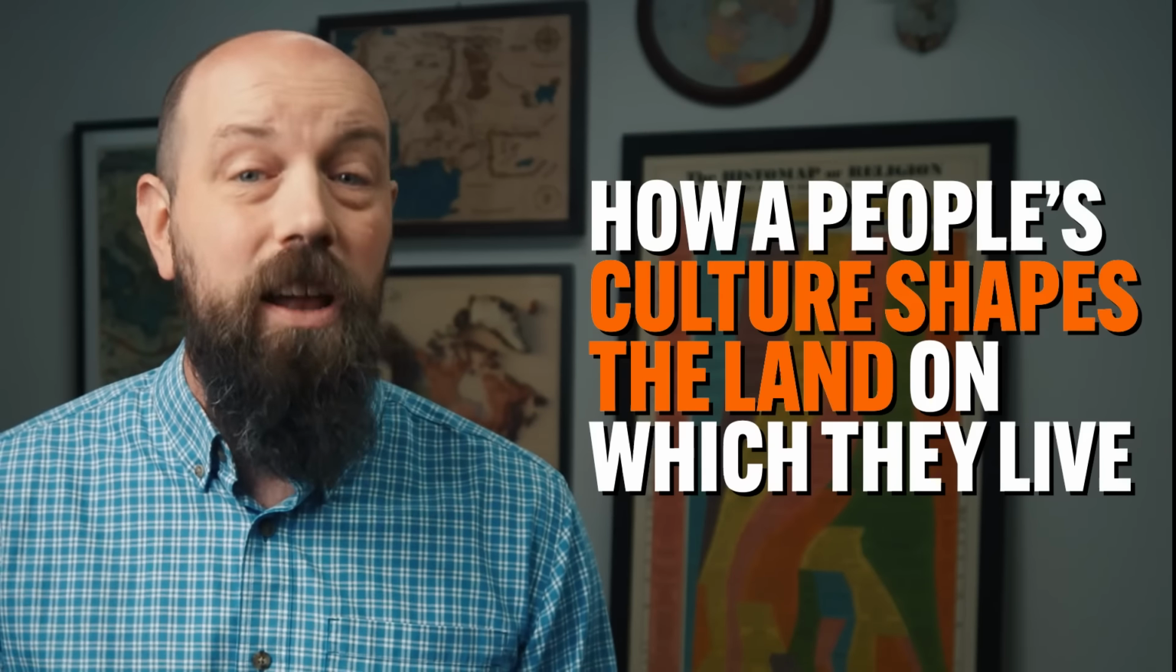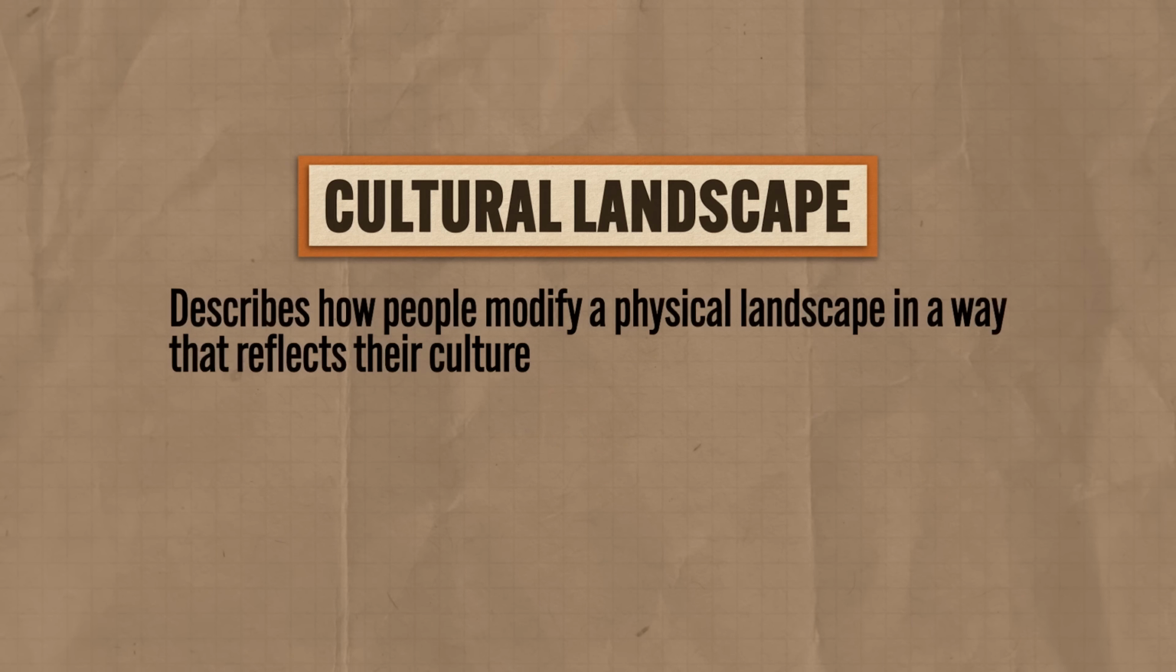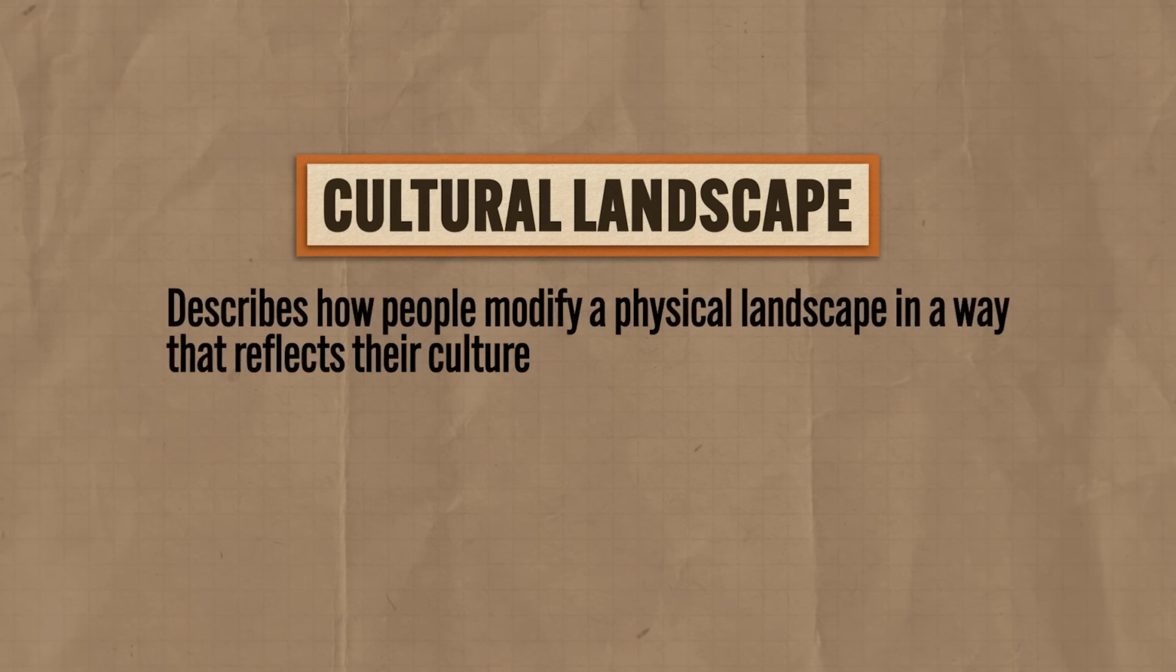Okay, so we've established that every people group on Earth has their own distinct culture. And now we need to consider how a people's culture shapes the land on which they live. And for that, let me introduce you to what's known as a cultural landscape, which describes how people modify a physical landscape in a way that reflects their culture. And there are 5 big categories that describe how people do that.